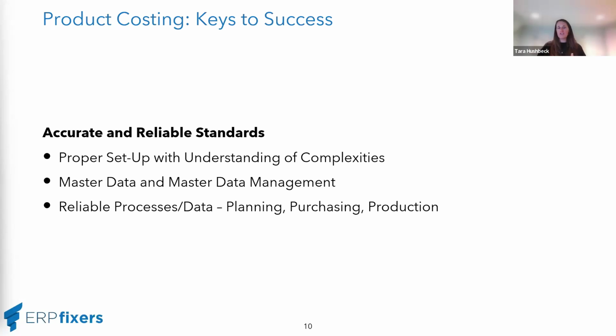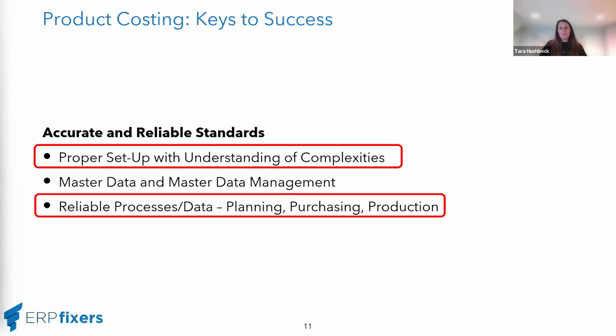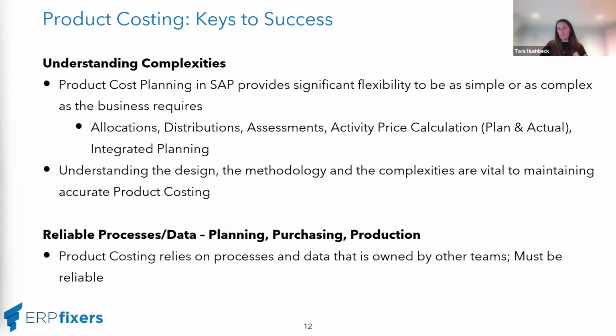But I thought it would be a disservice not to spend a little bit of time on the first and the second one, which is understanding complexities. And then the second one is having reliable processes and data. So I'm going to click into those just real quick before we circle back to the master data point. So of the big keys to success, the first one here is understanding complexities. Product cost planning within SAP provides a lot of flexibility.